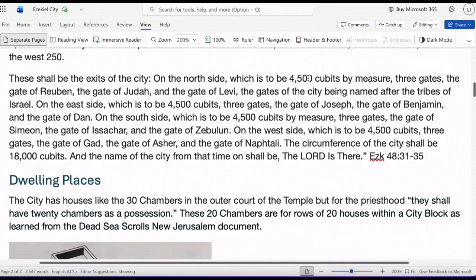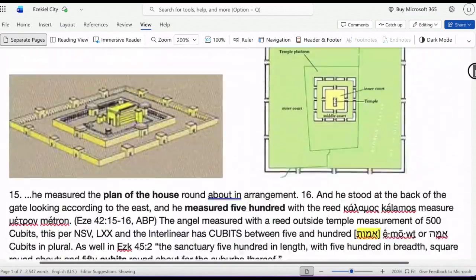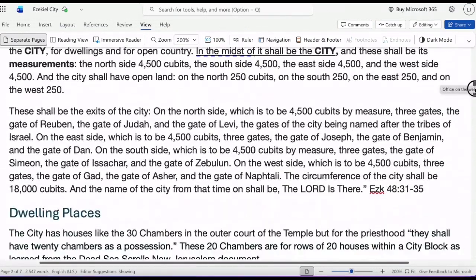in the north. And here it tells us in Ezekiel 48 the names of the tribes: Reuben, Judah, Levi. Okay, so that's in the north. And that's what you see here. This is north: Reuben, Judah, Levi. Okay, and then it proceeds to tell us the rest of the tribes.